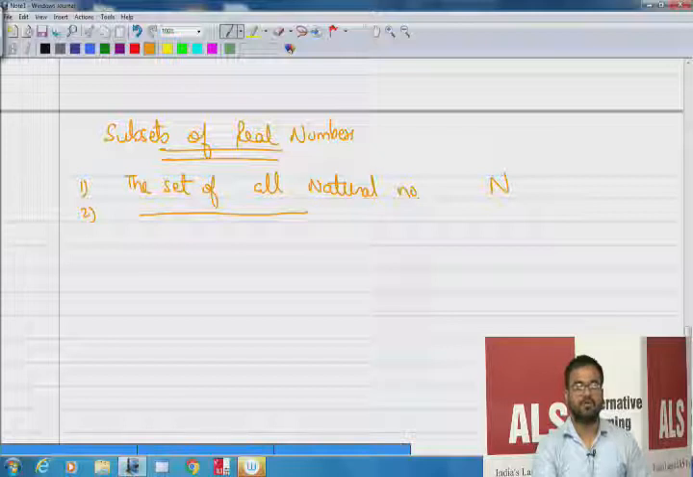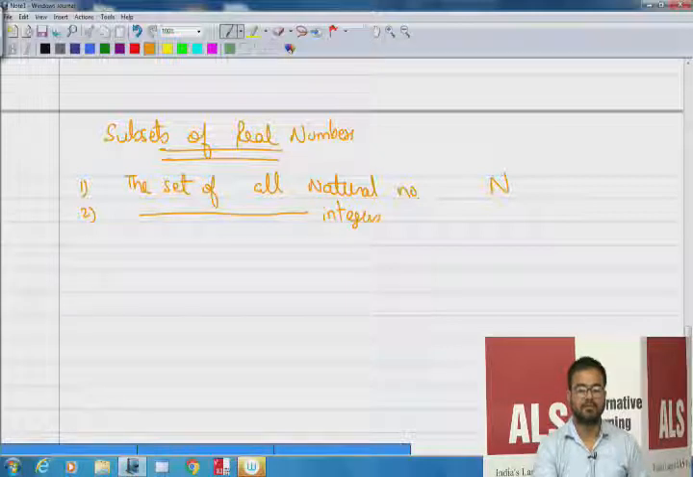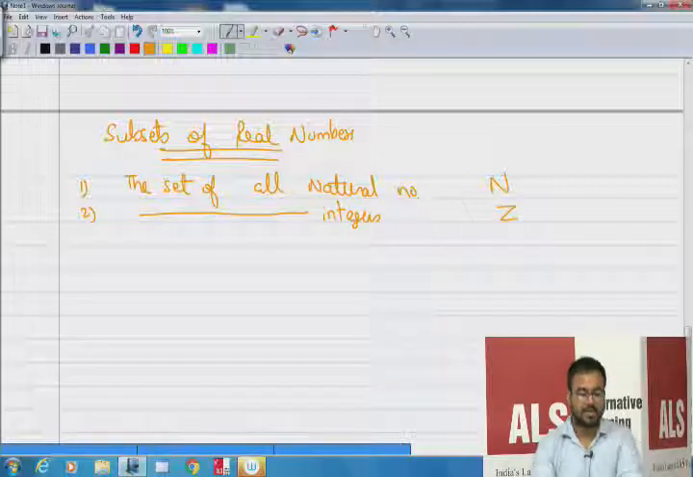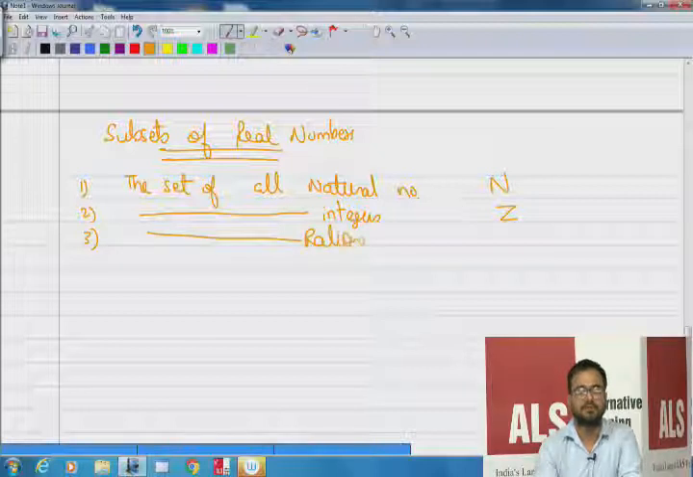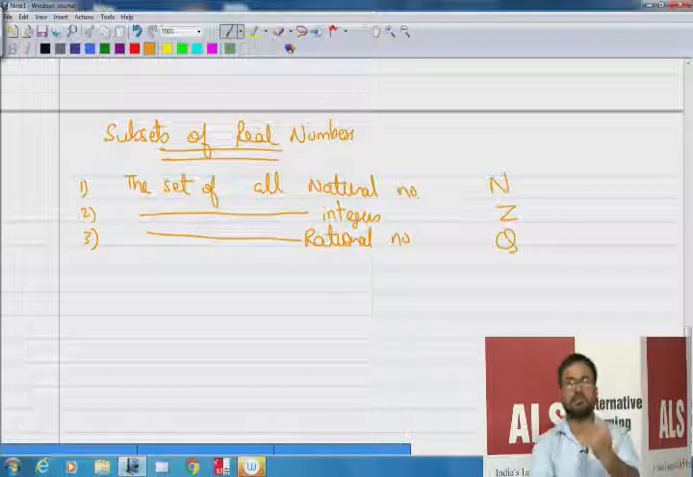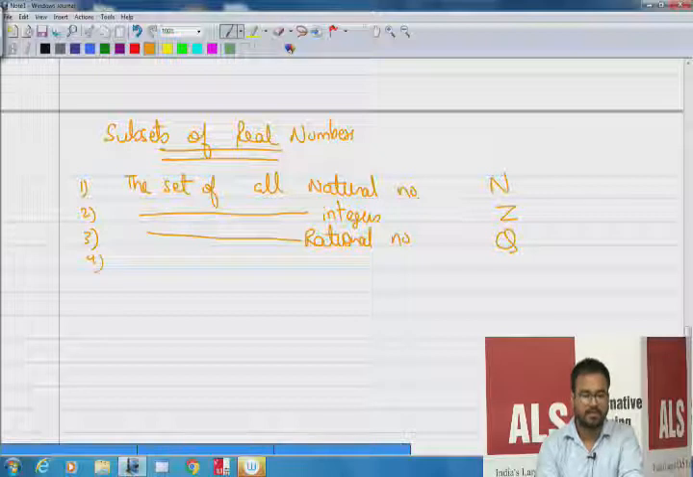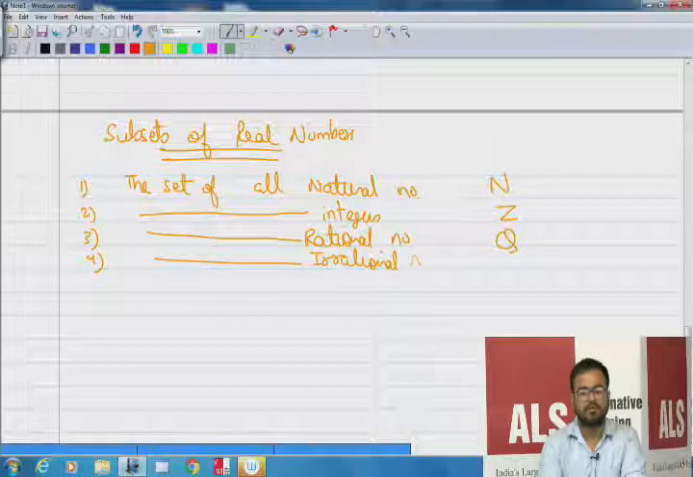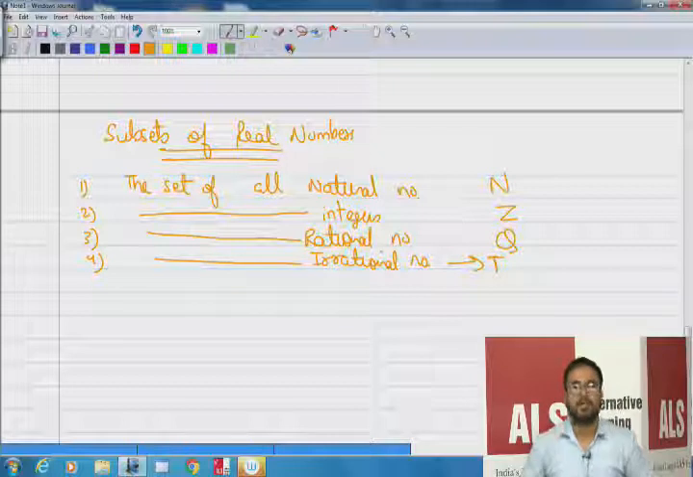Similarly, the set of all integers, Z, is also a subset. Or the set of all rational numbers. In the starting I told you rational numbers we will denote by Q. So the rational numbers are also a subset of real numbers. And the set of all irrational numbers is also a subset, and let us say it is denoted by T. So we can write it like this.